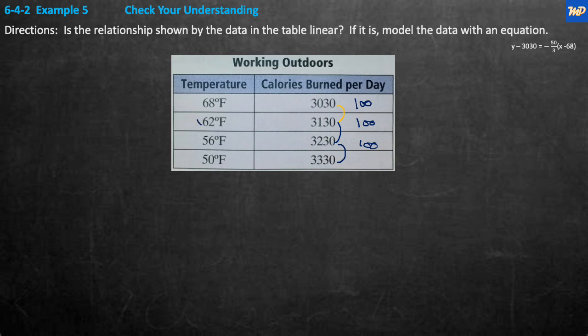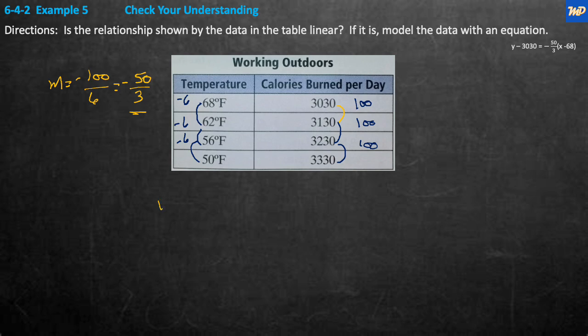Changes in x: 62 minus 68 is negative 6. 56 minus 62 is negative 6. And 50 minus 56 is negative 6. So there we have it. The slope is 100 over negative 6. So m is equal to negative 100 over 6. But this can be reduced, right? m is equal to negative 50 over 3. We divide the top and the bottom by 2. Now we have our slope.